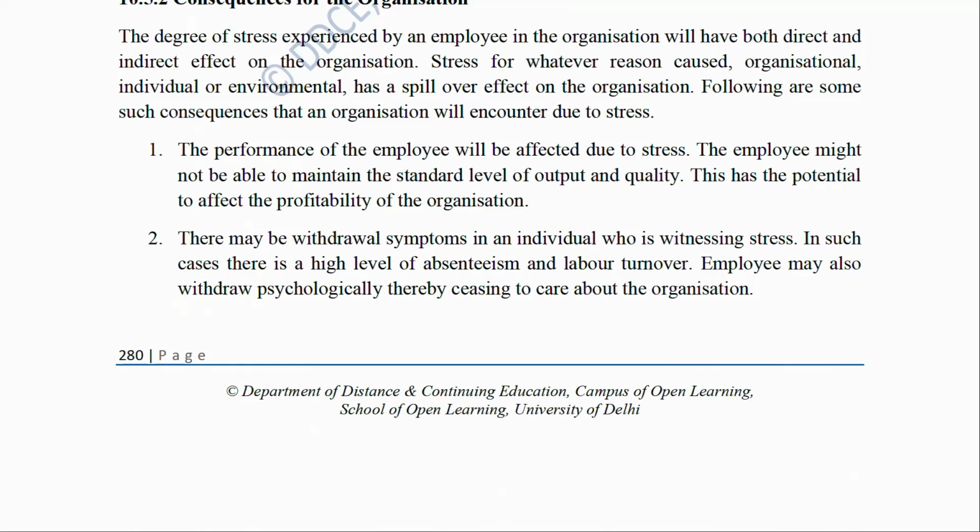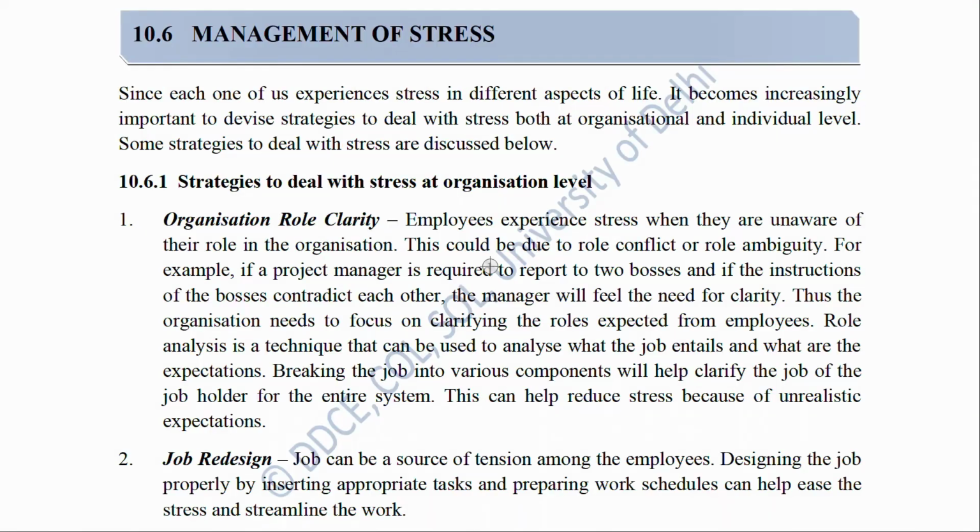Second, there may be withdrawal symptoms in an individual who is witnessing stress. In such cases, there is a high level of absenteeism and labor turnover. Employee may also withdraw psychologically, thereby ceasing to care about the organization.